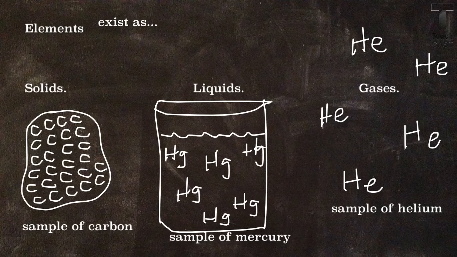Well, in a sampling of helium, every single atom is a helium atom. In a pure sample, I will not find carbon atoms in a sample of helium, and I will not find mercury atoms in a sample of helium, because elements are made up of atoms, and each atom that makes up that element is the exact same kind of atom.